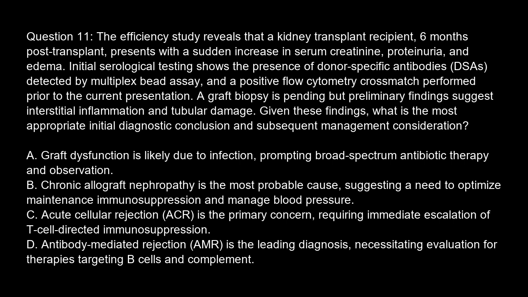Option A. Graft dysfunction is likely due to infection, prompting broad-spectrum antibiotic therapy and observation. Option B. Chronic allograft nephropathy is the most probable cause, suggesting a need to optimize maintenance immunosuppression and manage blood pressure. Option C. Acute cellular rejection (ACR) is the primary concern, requiring immediate escalation of T-cell-directed immunosuppression. Option D. Antibody-mediated rejection (AMR) is the leading diagnosis, necessitating evaluation for therapies targeting B cells and complement.